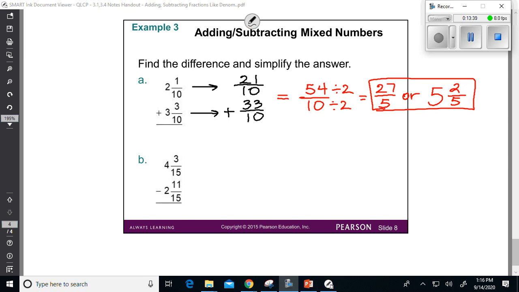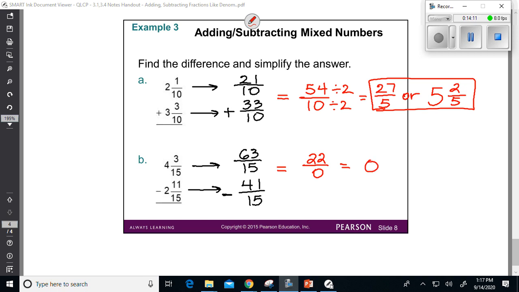All right. Let's take a look at one more. 4 3/15, 2 11/15. So somebody run me the 2 improper fractions. So the denominators are the same, so I can go right ahead and subtract. So I got 22 over 0, so my answer is 0, and I'm good to go.